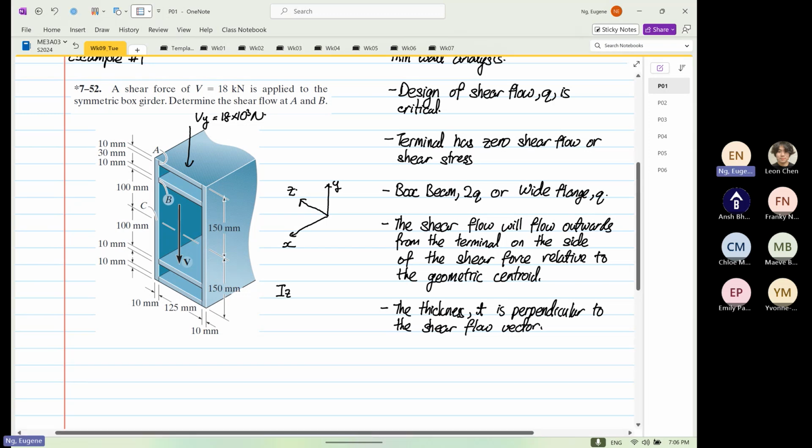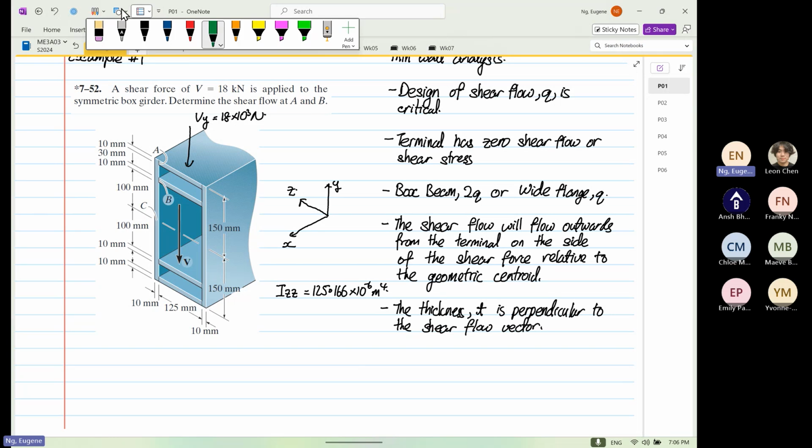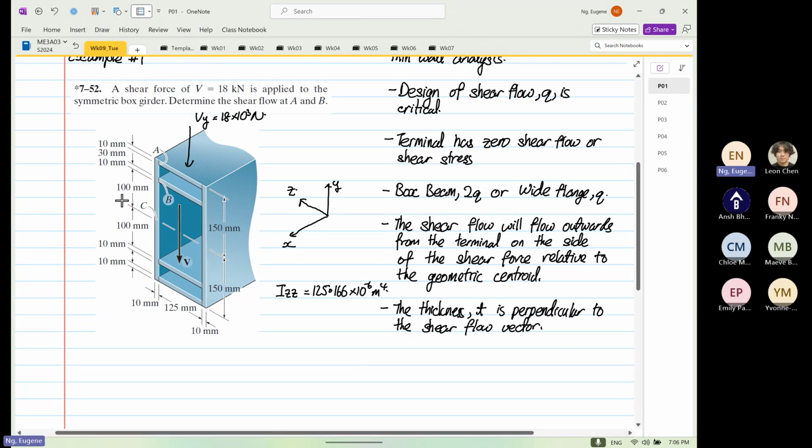So Izz will be equal to 125.166 times 10 to the power minus 6 meter 4. And we know where the geometric centroid is because it has axis symmetry. So I'm going to sketch our geometric centroid. And this is our geometric centroid, over here.